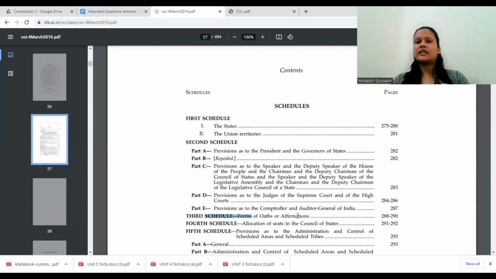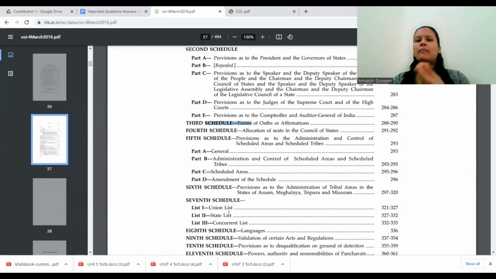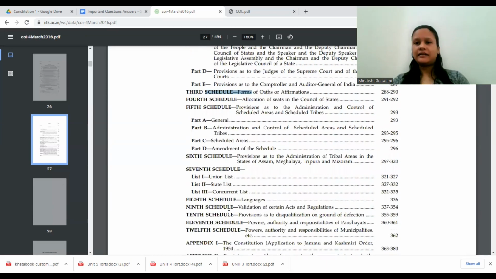So a schedule is nothing but additional or extra information providing us minute details regarding certain things. Then we say that we have the Union List, State List, and Concurrent List. Certain matters, the central government would make laws on, like defense. Certain matters, the state government can make laws on, like primary education. Certain matters might be a combination of both. All those details are also given in the schedules only, in the Seventh Schedule.